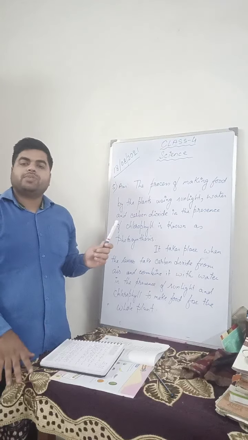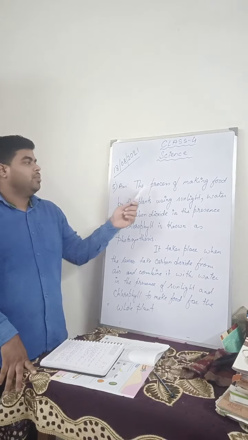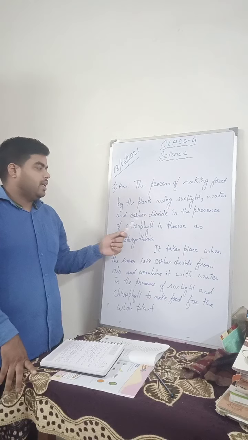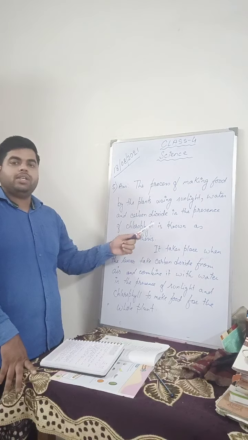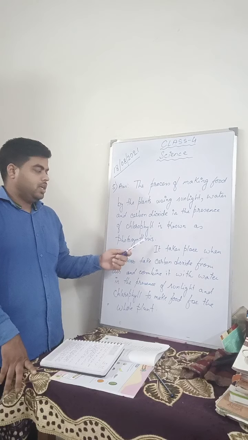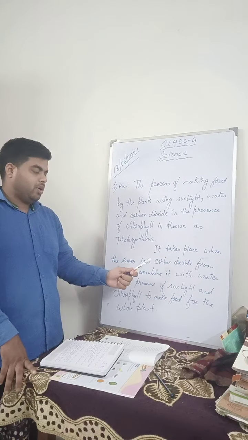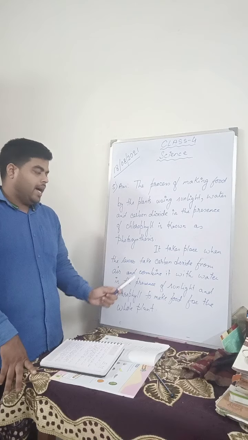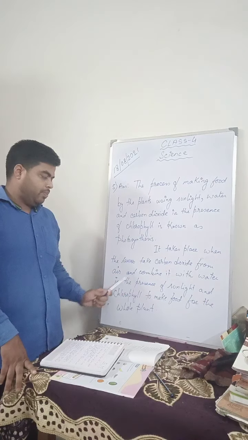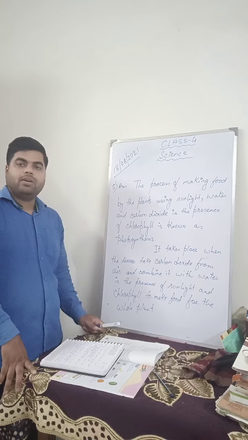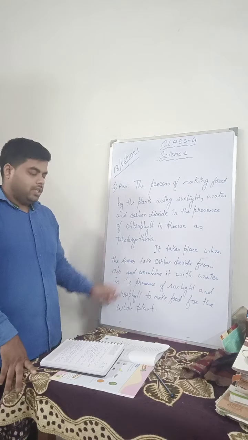So the first part of the question is, what is photosynthesis? The process of making food by the plants using sunlight, water and carbon dioxide in the presence of chlorophyll is known as photosynthesis. And how does it take place? It takes place when the leaves take carbon dioxide from the air and combine it with water in the presence of sunlight and chlorophyll to make food for the whole plant. So this is your answer.